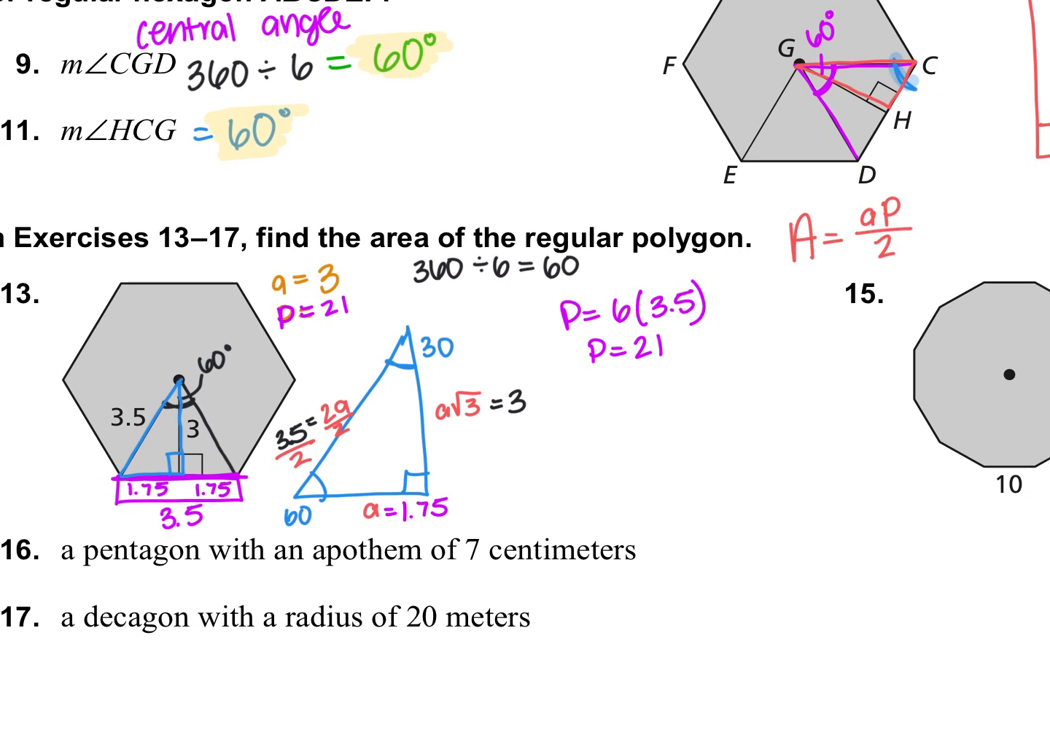Now I'm solving for my area. All I have to do is plug it into the formula. Area equals, what's my apothem? 3. Good, I'm going to do 3 times 21. Good, and then divide it by 2. So go ahead, you're going to get, yes, 63 divided by 2. And what does your area equal? 31.5. Perfect.